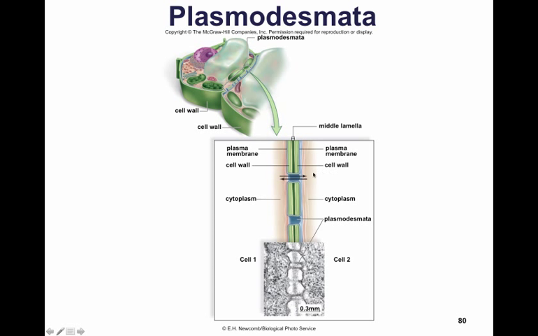And then there are plasmodesmata. These are narrow channels, and they're membrane-lined, and they pass through the cell walls of neighboring cells. They connect adjacent cytoplasms, and they allow exchange of some molecules and ions and gases between neighboring plant cells.